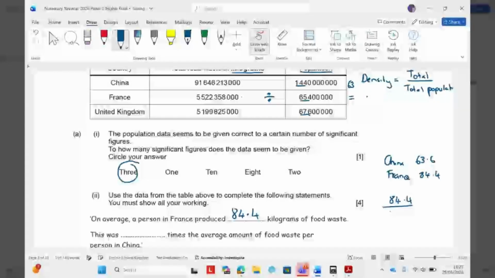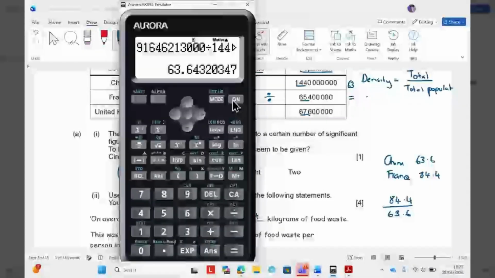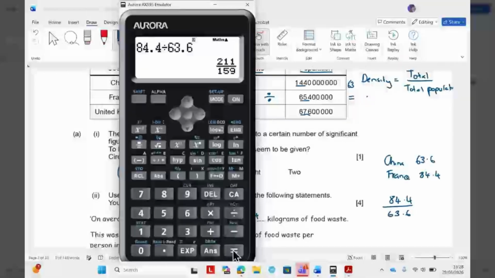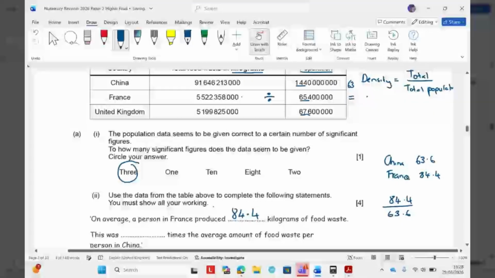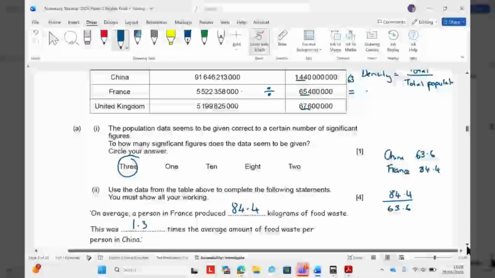So if I divide those, 84.4 divided by 63.6. Bear in mind, we've rounded these answers as well. So you can get away with maybe one decimal place there, about 1.3 times as big. It looks weird because it's all rounded answers, isn't it? So it's not, but have conviction in what you're doing, all right?